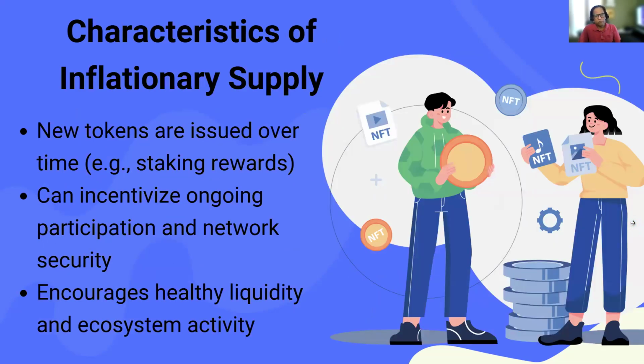So, characteristics of inflationary supply. Here, the amount of tokens is not fixed; new tokens are issued over time. For example, Ethereum has staking rewards. By having staking rewards, people can get new Ethereum tokens from the blockchain. By doing that, they are incentivizing more and more people to buy Ethereum tokens, and more people are participating in the Ethereum ecosystem. So the value goes up eventually.